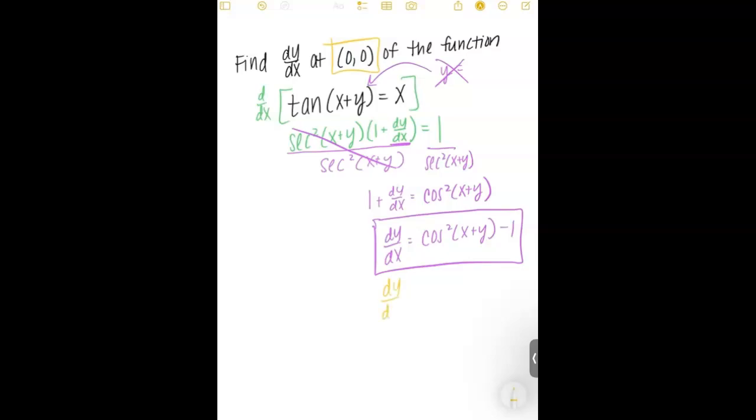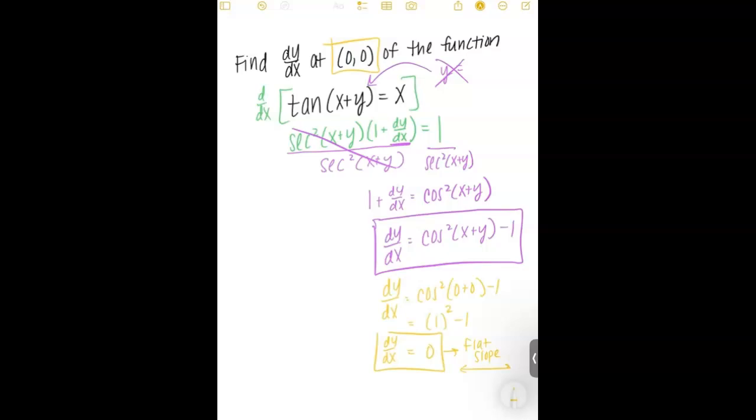So let's go ahead and plug it in. Cosine squared of 0 plus 0, minus 1. Well, if we think of our unit circle, cosine at 0 is 1, so this turns into 1 squared minus 1, which equals 0. So remember, that is a flat slope, a horizontal tangent line.